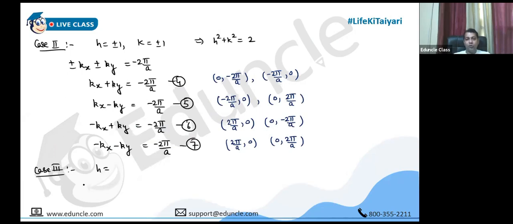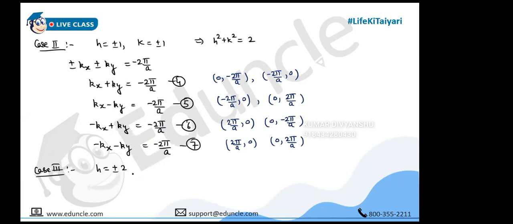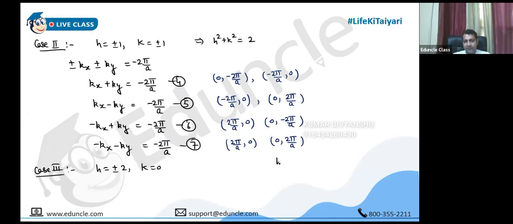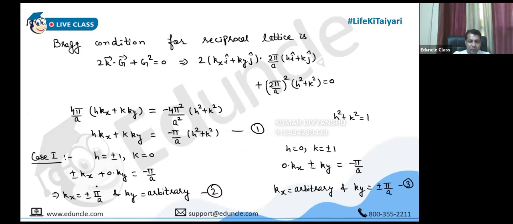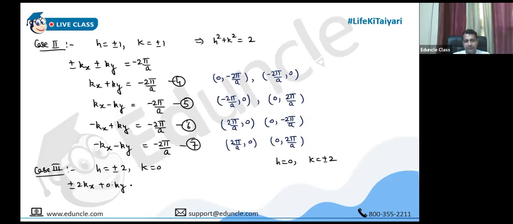h square plus k square equal to 3, obviously it is not possible. So the next possibility is one of them may be 2 and the other is 0. So with the help of this, we will be getting plus minus 2kx plus 0 ky equal to minus 4 pi by a. So this will give us kx equal to minus 2 pi by a and ky arbitrary. Number 8.